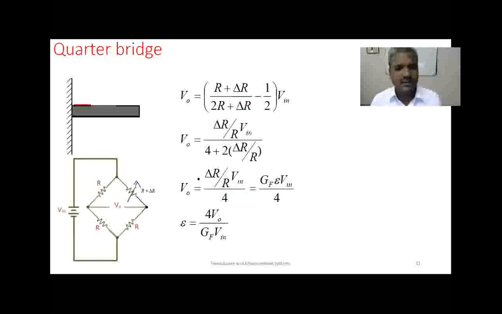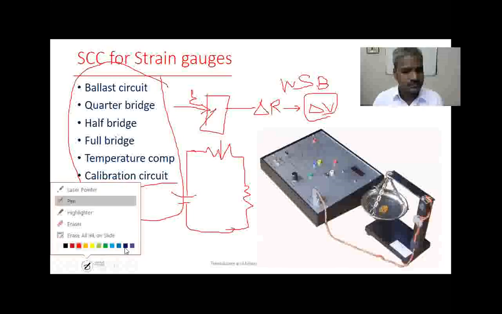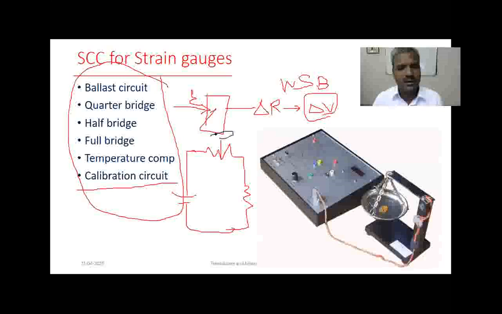We already saw the ballast circuit. The ballast circuit is nothing but a simple fixed resistance and then your gauge resistance. It is excited by a voltage, normally 0 to 10 volts or 15 volts. This is the fixed resistance R. This is the gauge resistance Rg. This Rg equals R plus delta Rg. We are taking the output here.